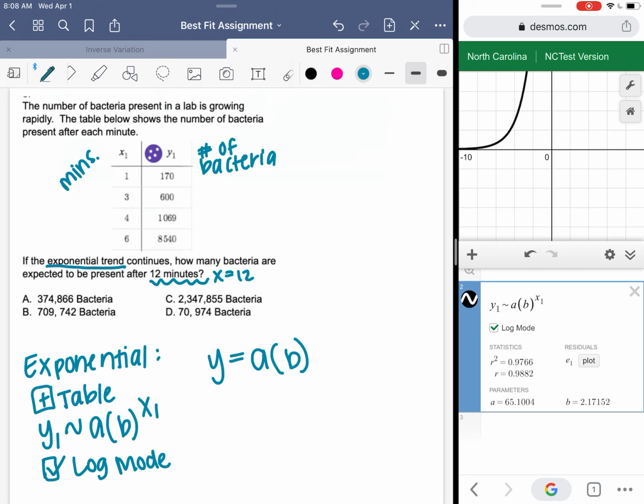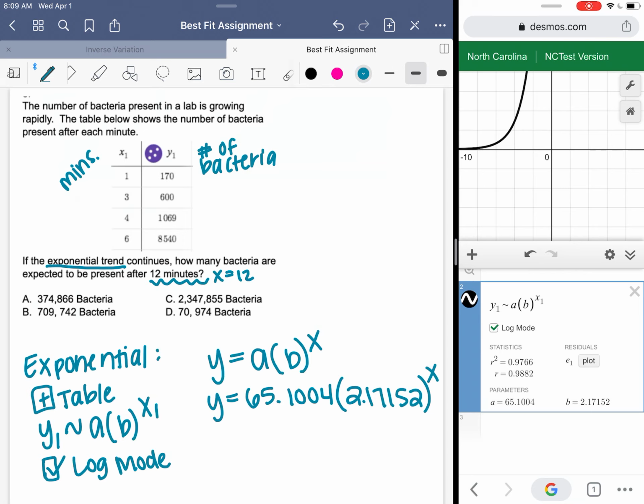Then we can write our equation, y equals a times b to the power x, using the a and b from Desmos. So a is 65.1004. B is 2.17152 to the power x.